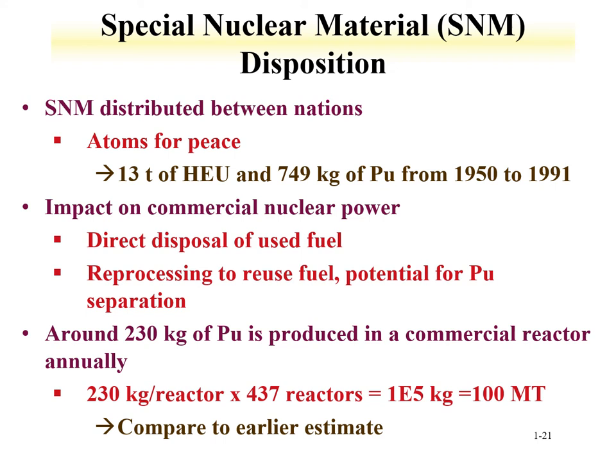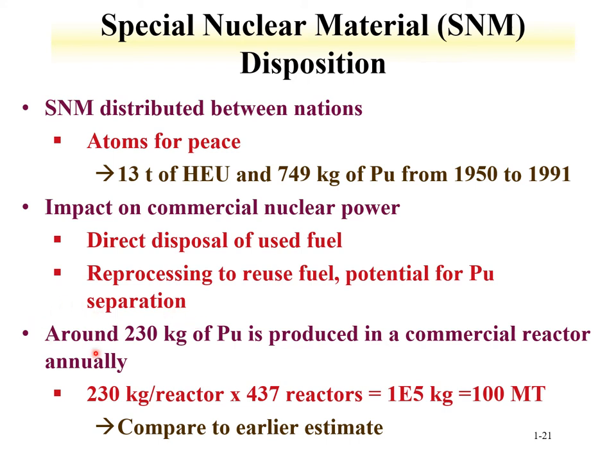The impact on commercial nuclear power also has an influence with special nuclear material. In the United States, there was a policy to directly dispose of used nuclear fuel. This policy was a presidential order that has been reversed. The direct disposal of used fuel prevents any separation of plutonium. Reprocessing, or the chemical separation of used fuel to reuse it, has the potential for plutonium separation and plutonium use in devices. This is another route for the spread of special nuclear material.